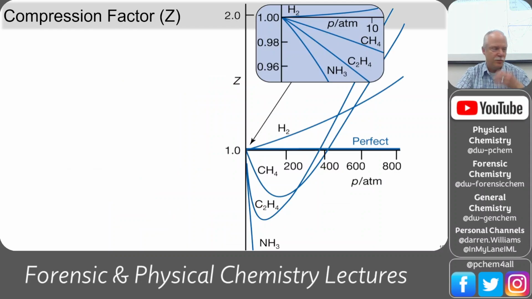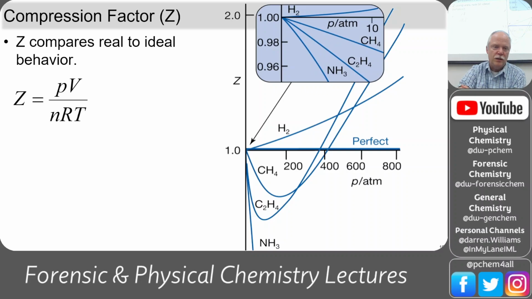Okay, so let's look at this compression factor. This is a way to measure the ideal or non-ideal nature of gases. So this Z compares real to ideal behavior. So look at this equation. I thought with the ideal gas law, PV is equal to nRT. So what's the ratio of PV to nRT? Well, it would be 1 for an ideal gas. So you see here, Z is 1 for a perfect ideal gas.